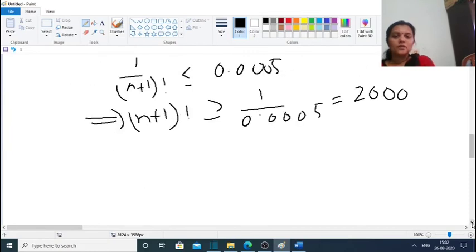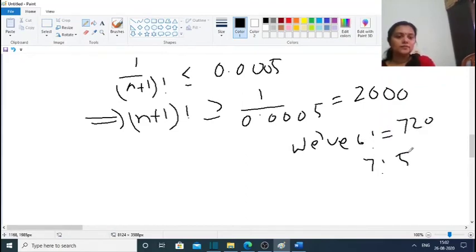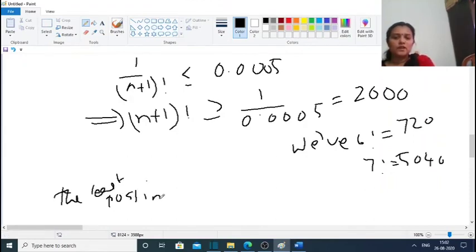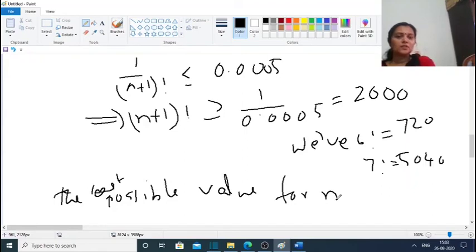So we have 6 factorial is equal to 720 and 7 factorial is equal to 5040. Therefore the least possible value for n, such that n plus 1 factorial is greater than or equal to 2000, is n equal to 6.